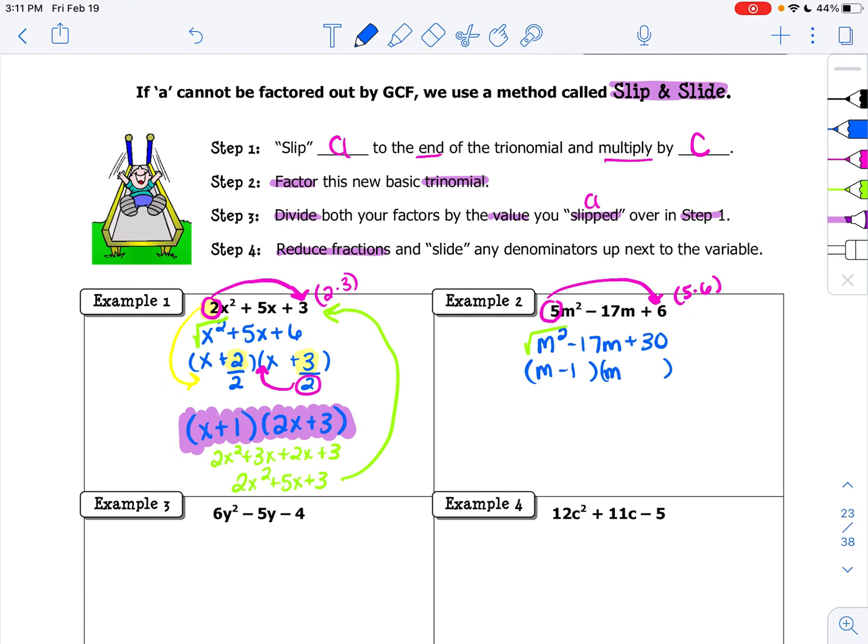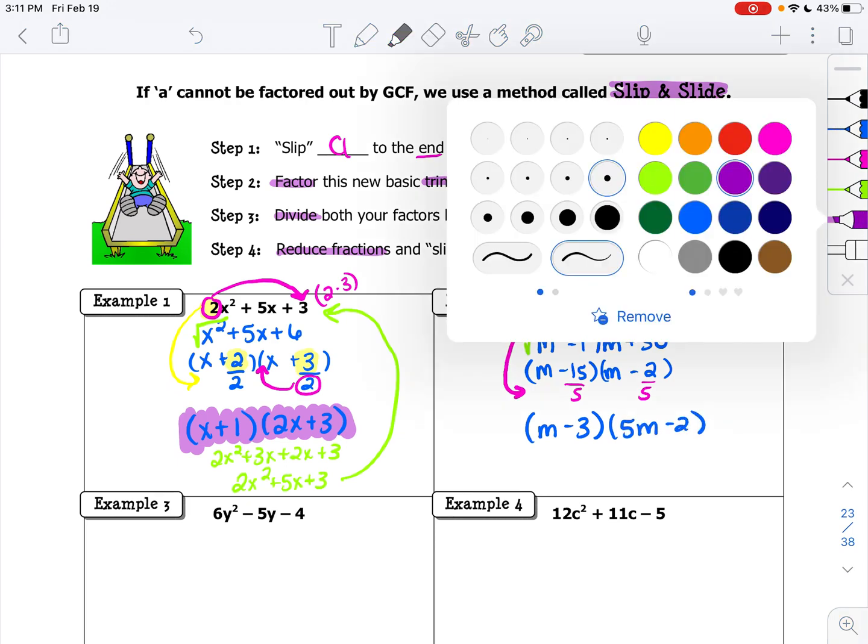That will be negative 15 and negative 2. Then I'm going to divide both of those factors, negative 15 and negative 2, by the a. So divide both of them by 5. This would give me m minus 3, because 15 divided by 5 is 3, and then 5m minus 2.